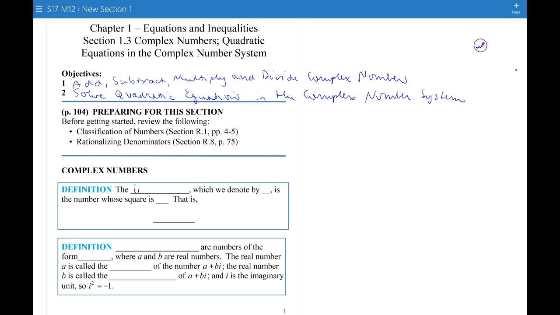So we're going to talk about the imaginary unit, which we denote by the lowercase letter i. And it's the number whose square is -1. In other words, i squared equals -1. So this is one definition of it. You might also have seen the definition that i equals the square root of -1. These are equivalent definitions.